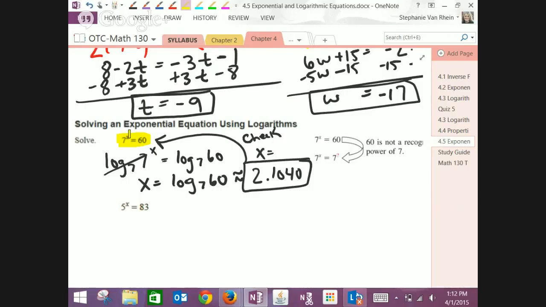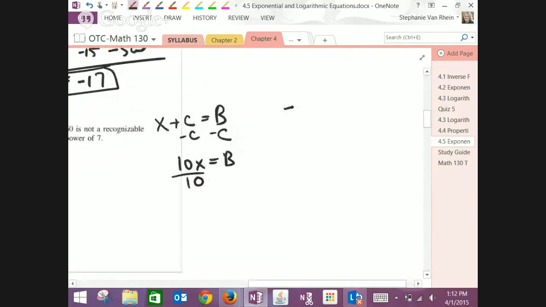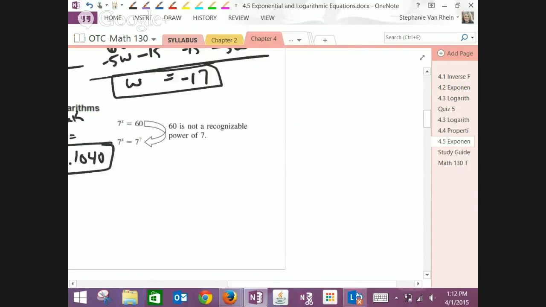Kind of the same setup in Math 040 or 050 or even 110 when I have x plus c equals b. To get x by itself, we subtract c from both sides, right? If I have 10x equals b, to get x by itself, we're going to divide both sides, right? Those are the inverses. So it's the same now if I have 7 to a power equals b. To get that x by itself, I take log base 7 of both sides. And then I can use my calculator to calculate what x is. And I can check my work by plugging it back in.